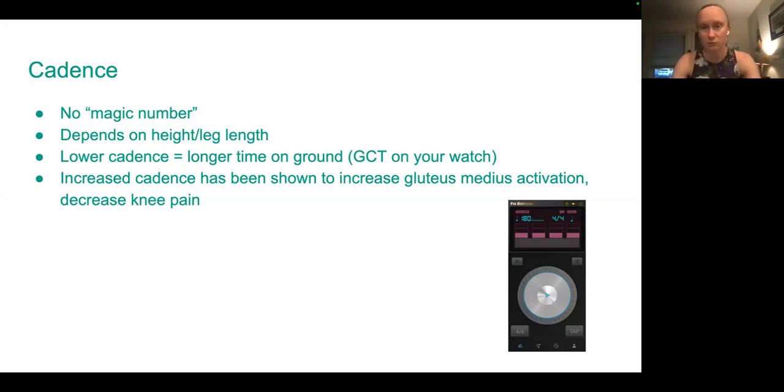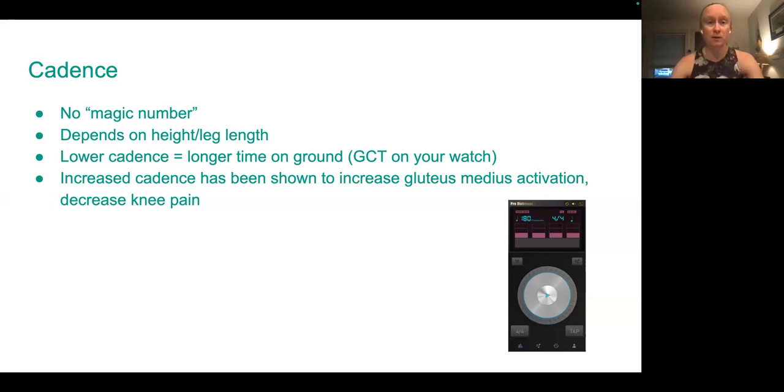So of course, relatively, because we're really not on the ground that much. But if we are taking fewer steps, that foot is on the ground longer. There's more time for the force to come through our body. And that's why I think we've seen these studies that have shown that increased cadence increases our glute med activation and can decrease knee pain, just because we are on the ground for a lesser amount of time and those muscles get contracting a little bit faster.